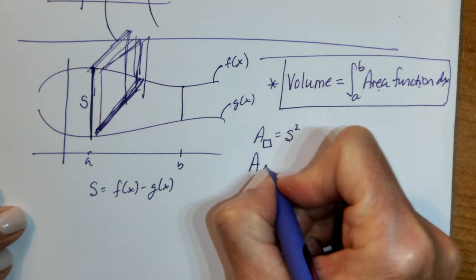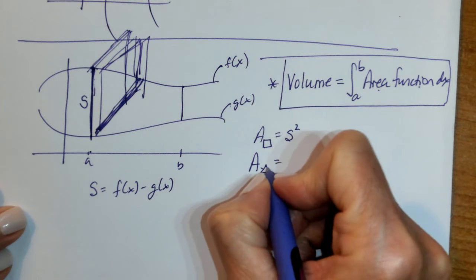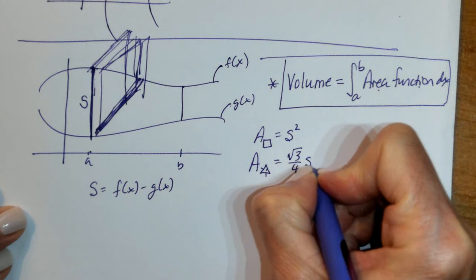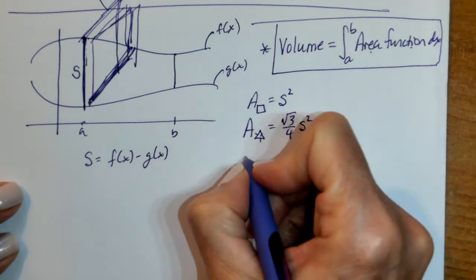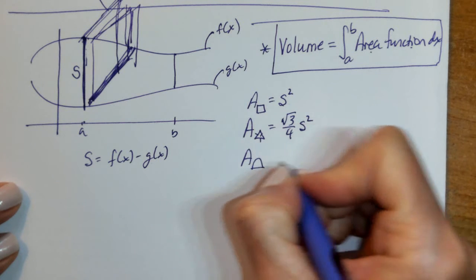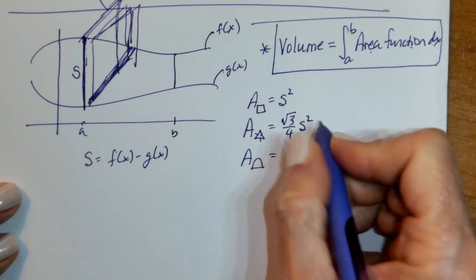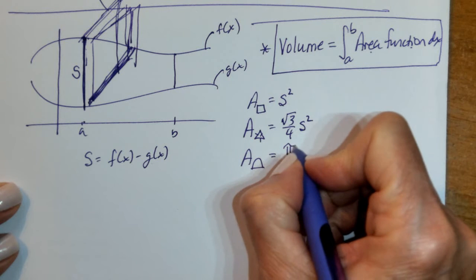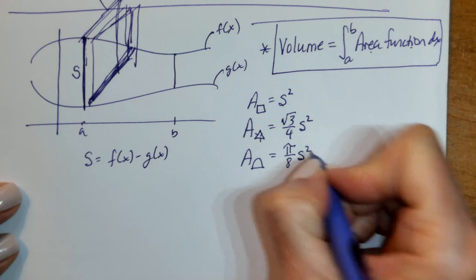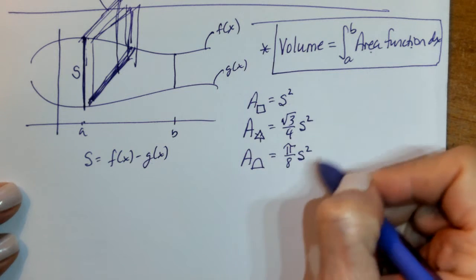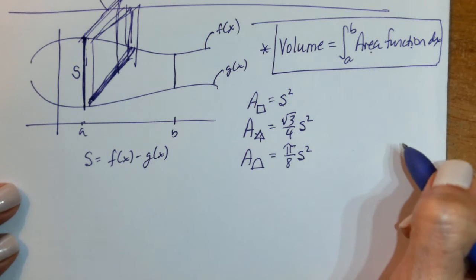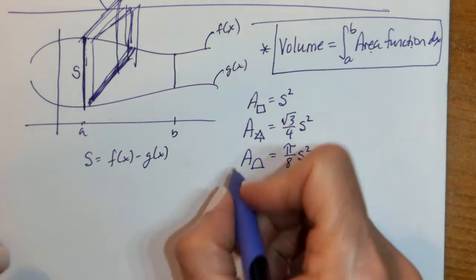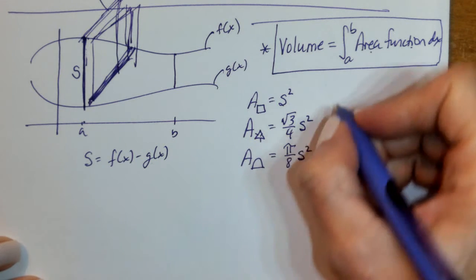Area of an equilateral triangle is square root of 3 over 4 times S squared. The area of a semicircle, in terms of S, is pi over 8 S squared. And if you want to see the development of those, go back to the other video, the other notes back in the fall. I'm just quickly reviewing these.